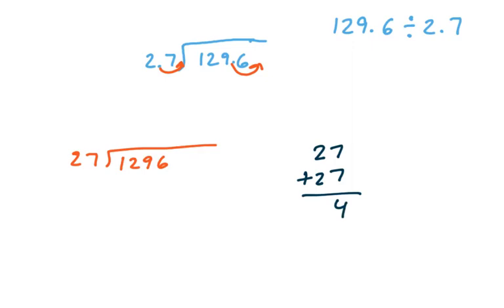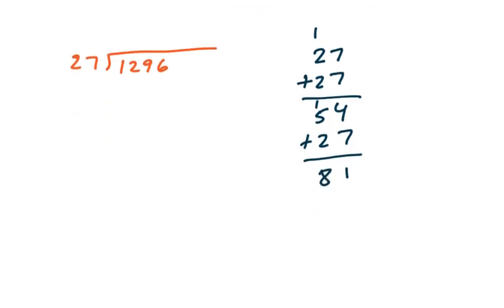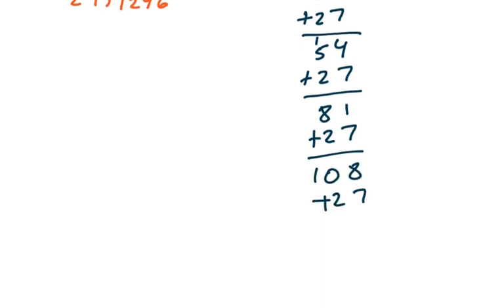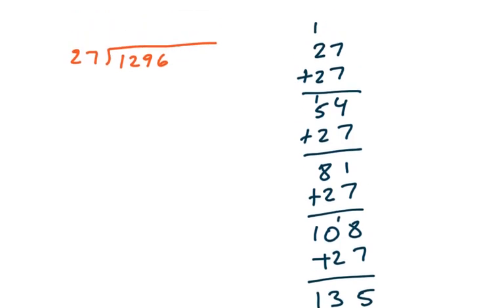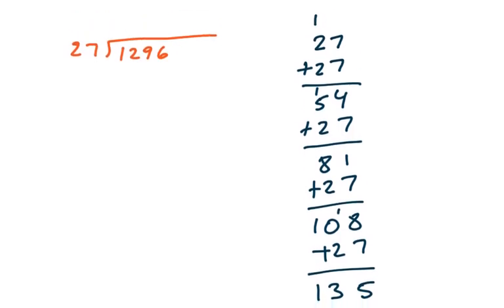So 27 plus 27 is 54. Then 54 plus 27 is 81. I'm not at 129 yet, so I just keep going. Add another 27. This gives me 108. Still not there yet. Add another 27. We're going to get to 135. Now 135 is over, so I know I can stop.